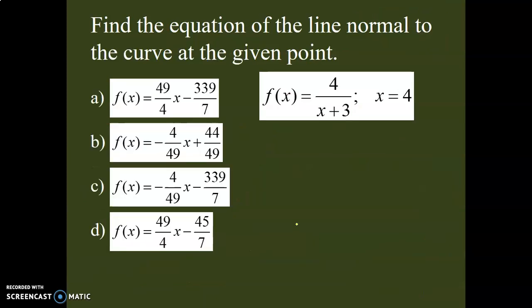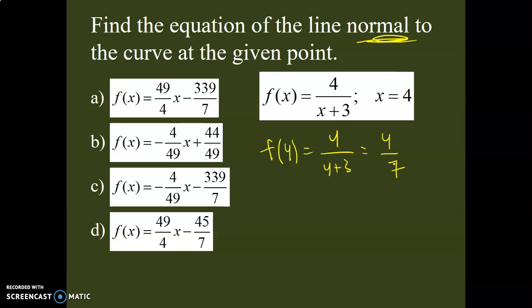All right. Here's a practice if you want to try it, so hit pause and give it a shot. All right, here we go. So equation of the line normal, I need a point and a slope. Let's find the point first. F of 4 would be 4 over 4 plus 3, so 4 over 7.